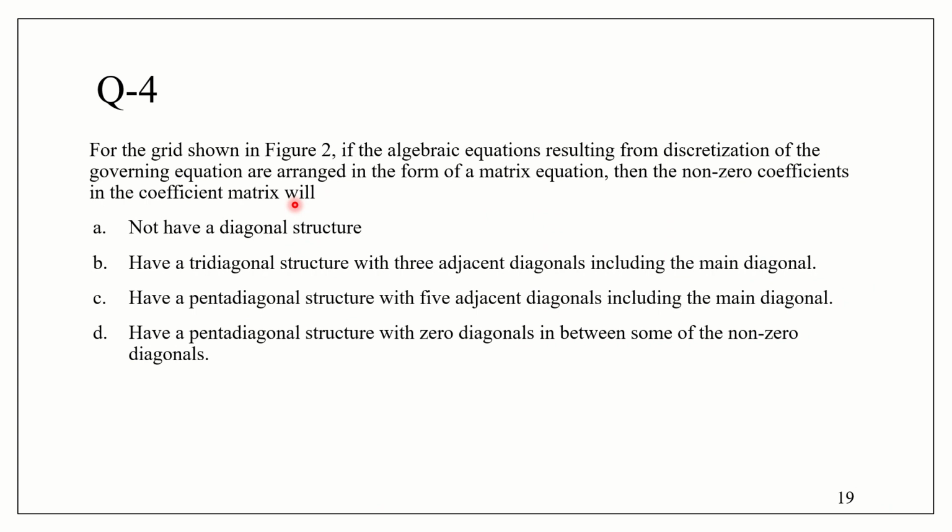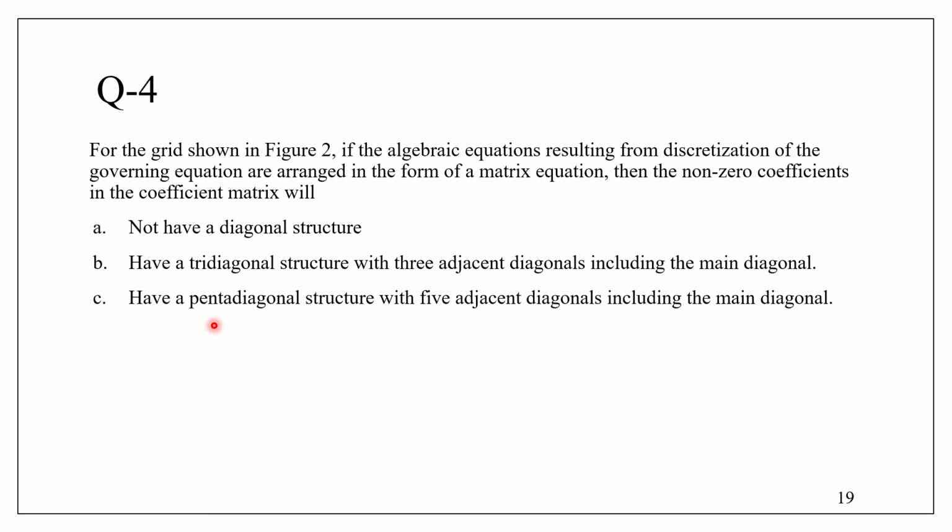So what is asked? We have got 10 equations. If we arrange it in matrix form, AW is equal to C, the coefficient matrix would be A. So what sort of structure would that particular matrix have? Would it have a diagonal structure, or not, or could something like a tridiagonal or pentadiagonal structure be observed? That is asked in the question.